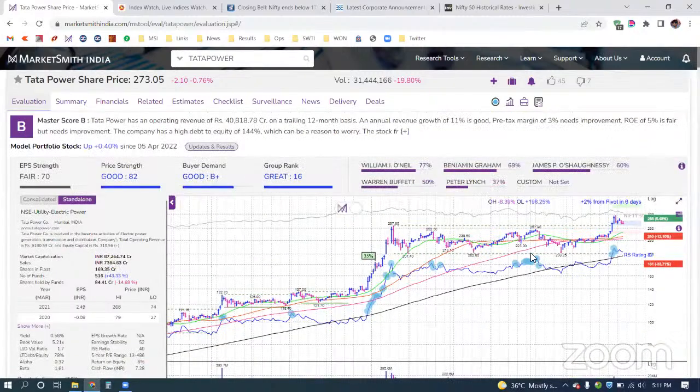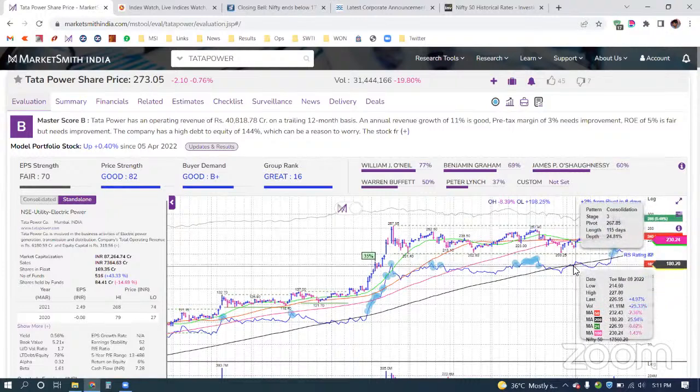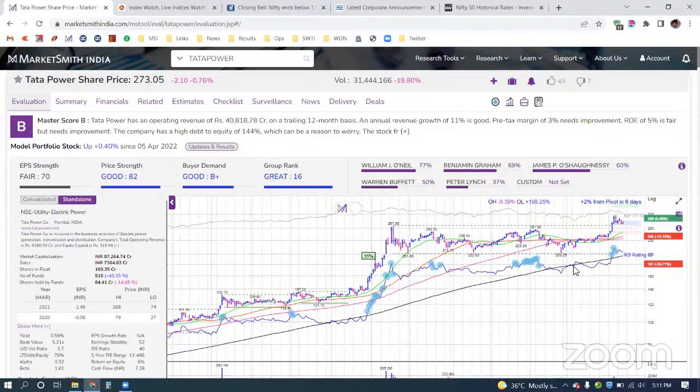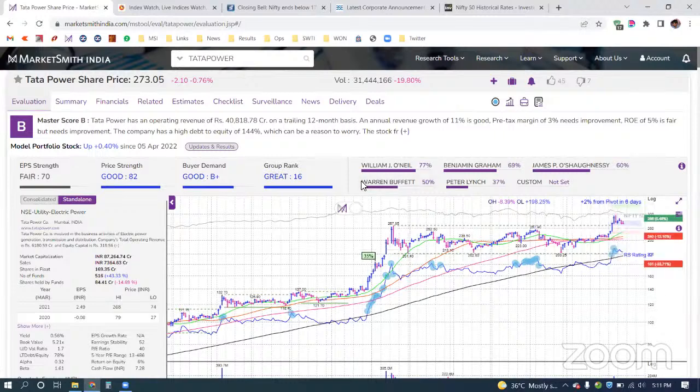Taking a new fresh addition is advisable at this present moment because it is continuing to trade in its ideal buy zone. If it goes down below its pivot of 267, then you should not enter it. But at this particular point, you can consider entering it, and if you are holding the stock, you can continue to hold it in your portfolio.